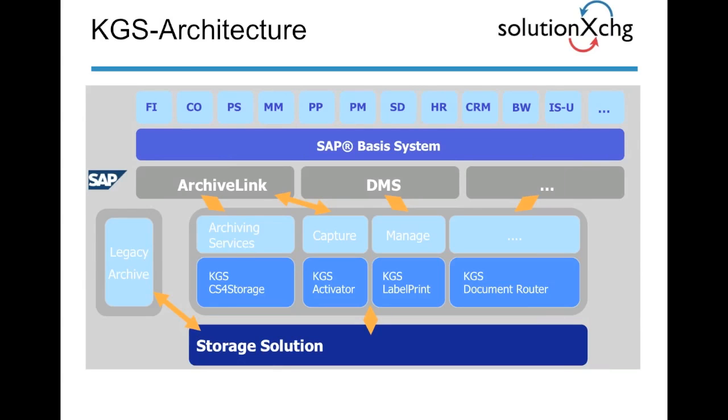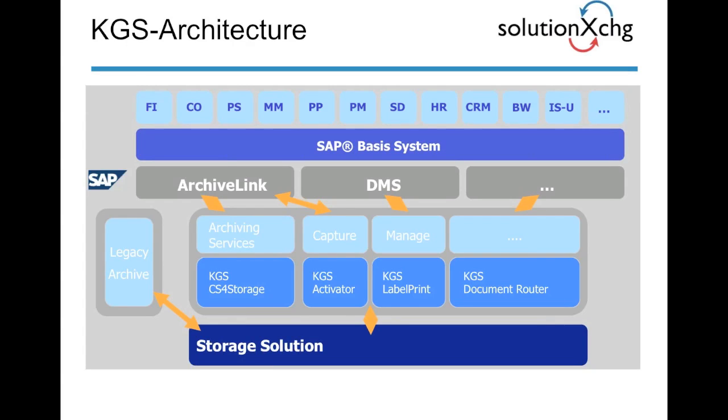Now, you might wonder why that actually works. If you look at this diagram, you can see that on top we have FI, CO, PP, MM, SD, HR, all the SAP modules that sit on top of the SAP basis system, which has incorporated ArchiveLink, and SAP ArchiveLink then talks to the underlying archiving system.